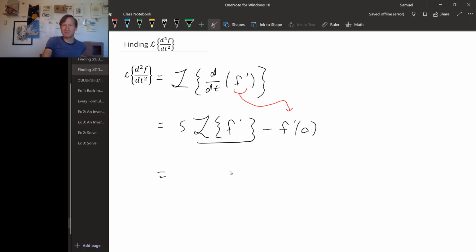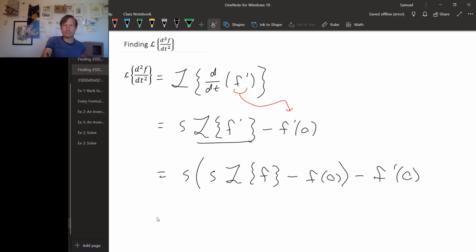Okay, but now we have to work out the Laplace transform of f prime, but that's the one we just worked out. So the Laplace transform of f prime is s times the Laplace transform of f minus the initial value of f, so f of 0. And then at the end, minus f prime of 0. So putting this all together, we get s squared times the Laplace transform of f minus s times f of 0 minus f prime of 0.